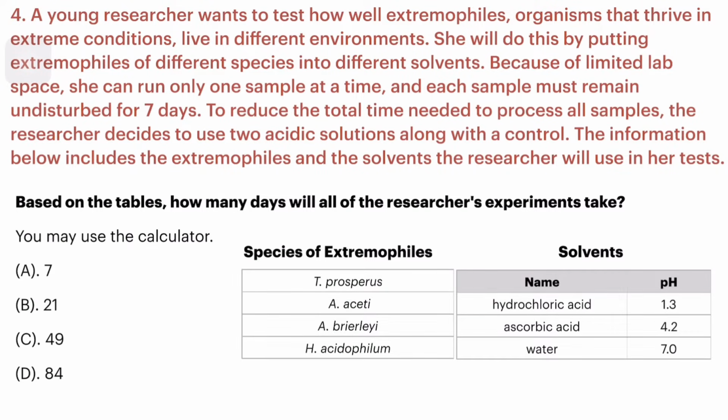Based on the tables, how many days will all of the researcher's experiments take? You may use the calculator. A. 7, B. 21, C. 49, D. 84.